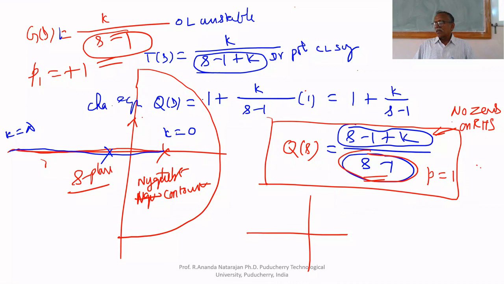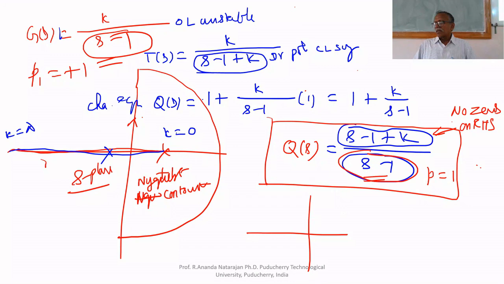No zeros on the right hand side. But only one open loop pole is on the right hand side. That's why it will encircle only once. Therefore, I say the system is stable. It means one open loop pole is on the right hand side. Suppose two open loop poles are on the right hand side, but no zeros on the right hand side, it will encircle twice in the anti-clockwise direction. Again, it is stable.